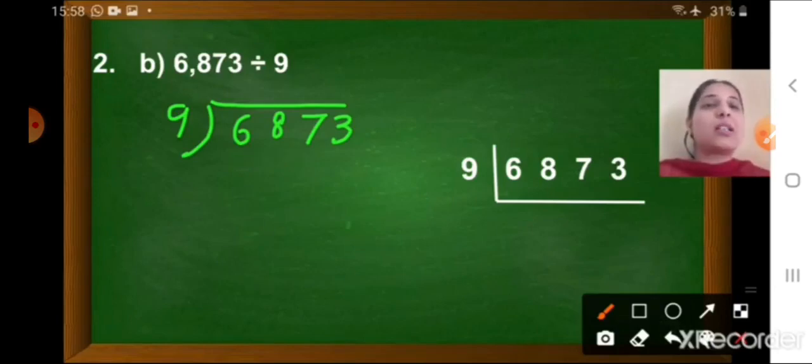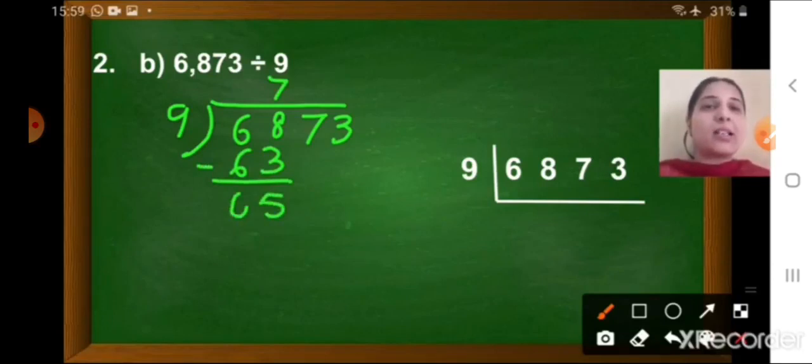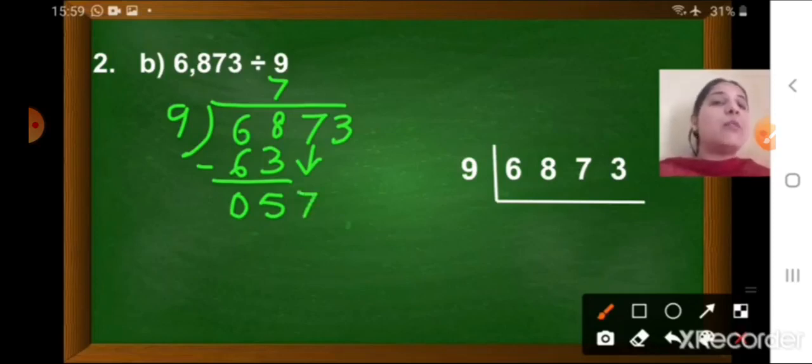So how many times? 9 sevens are 63. So let's subtract. 8 minus 3, 5. 6 minus 6, 0. Now we'll bring down the next digit from the dividend, which is 7. So 9 fives are 45, 9 sixes are 54, 9 sevens are 63 will be more.